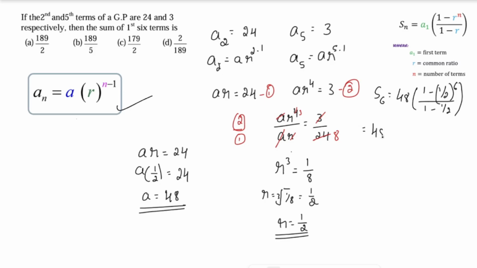So 48 of 1 minus 1 by 32 divided by 1 minus half, which is nothing but half only. So if you solve for the 48, let's take LCM. 32 minus 1 is 31. 2 power 6 is 64. Sorry, 2 power 6 is 64. Made a mistake. It is 64.